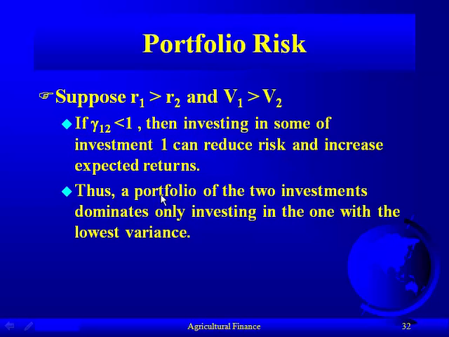Okay, thus a portfolio of these two investments, Microsoft and the Treasury, having investment in both of them actually dominates only investing in the one with the lowest variance.